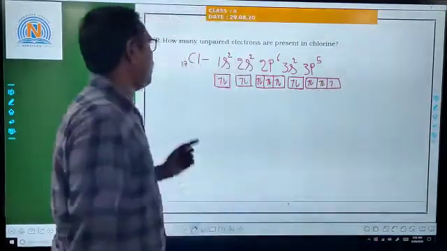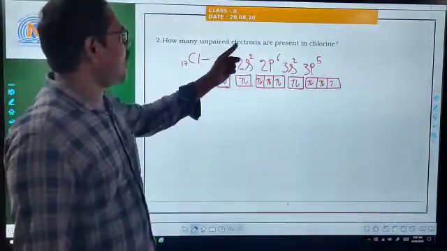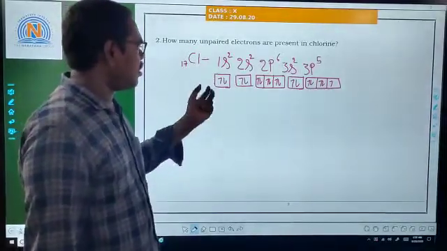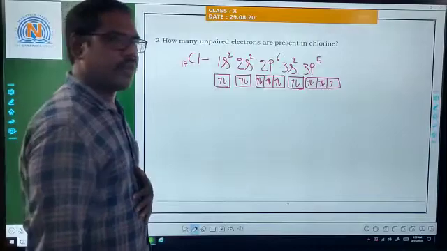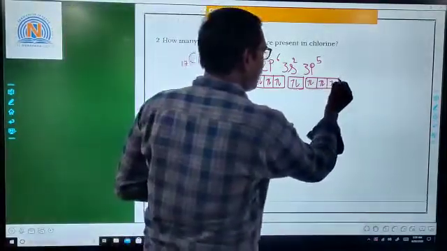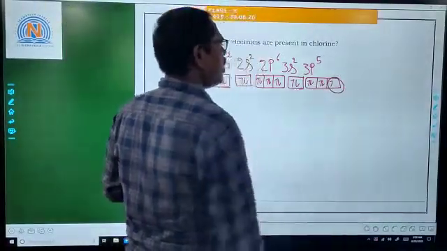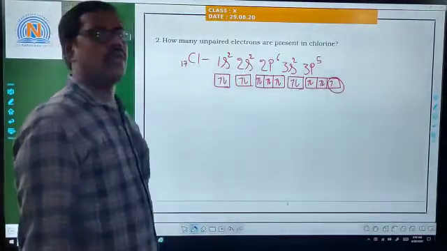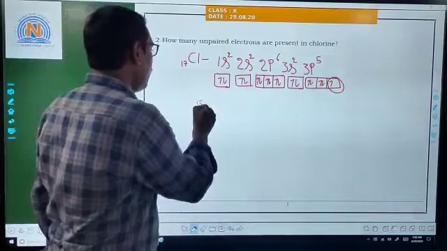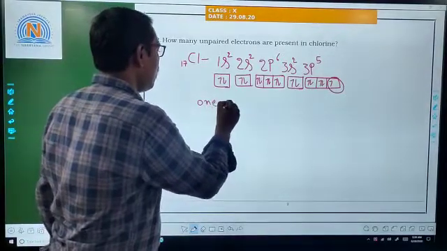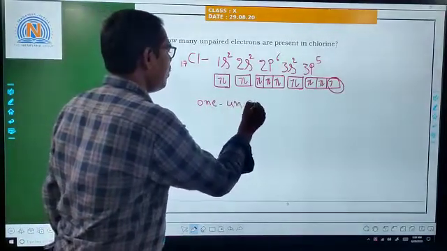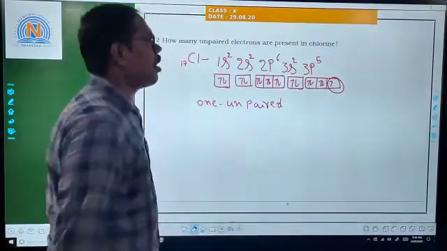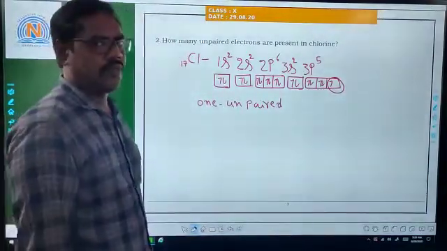What they asked? How many unpaired electrons are present in chlorine? Here in all orbitals the electrons are paired. The unpaired electron is present in the 3pz orbital. So the number of unpaired electrons is 1. So 1 unpaired electron is present in chlorine.